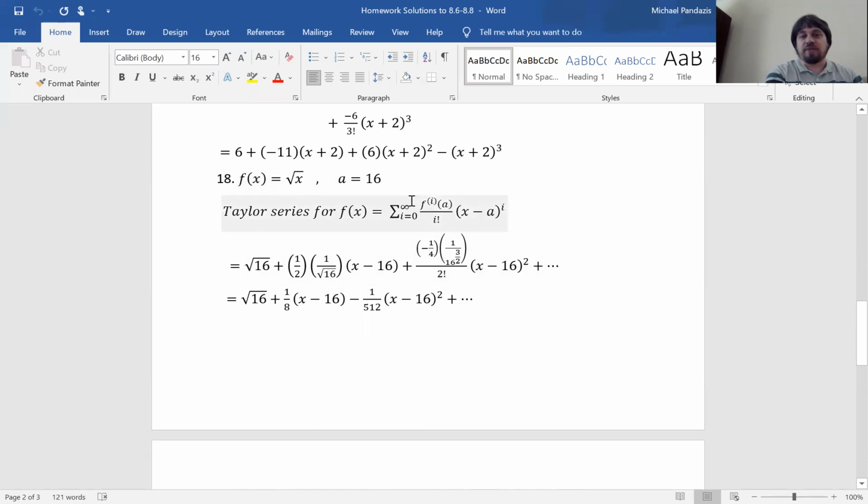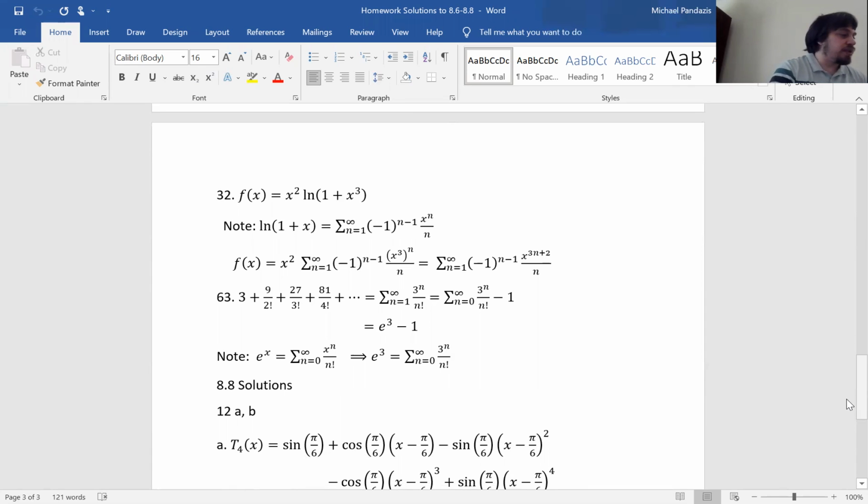This is the Taylor series for f of x again. And so again, we're going to go term by term. When i equals 0, you get this. When i equals 1, you get this. When i equals 2, you get this. And then you keep adding because the terms don't become 0. And so I did the first 3 terms, and these are the first 3, and then it's plus dot, dot, dot. So that's the Taylor series for f of x centered at a equals 16. Okay, so that's number 18.